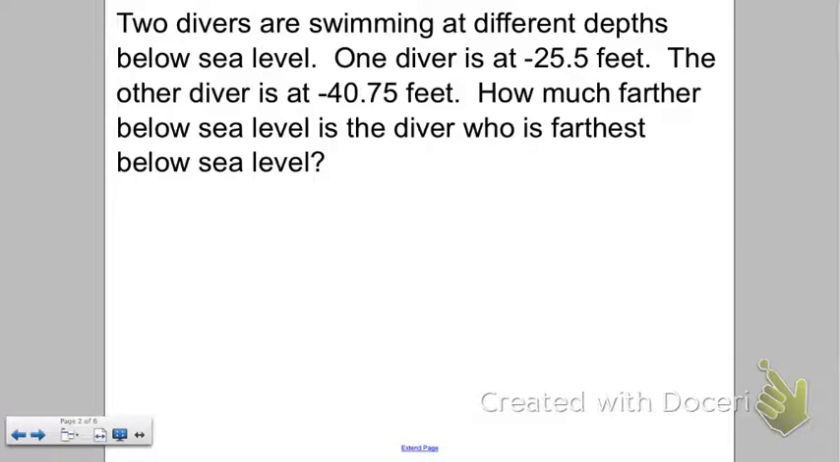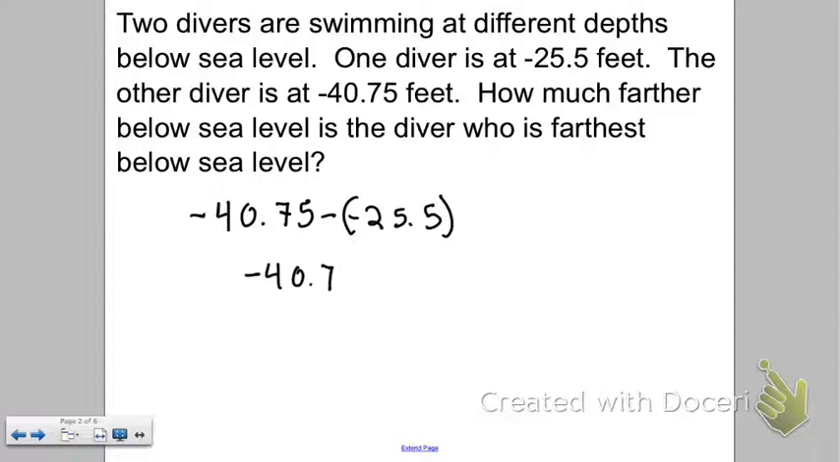I want to know how much farther below sea level is the diver who is farthest below sea level. So I need to find their difference in sea level. So I have negative 40.75 minus negative 25.5. I'm just putting the parentheses here to group the negatives together. My double negatives turn it into a positive. So I have negative 40.75 plus 25.5. I can use my calculator to do this addition.